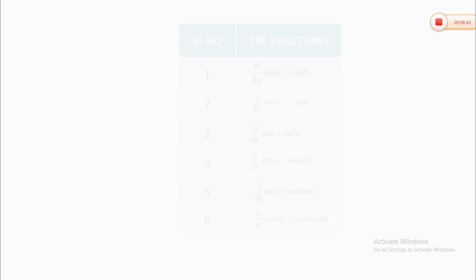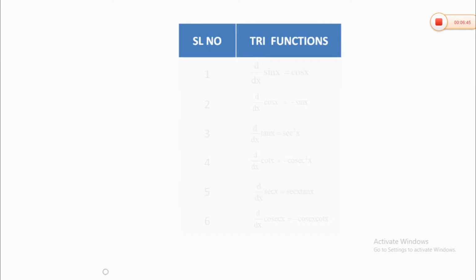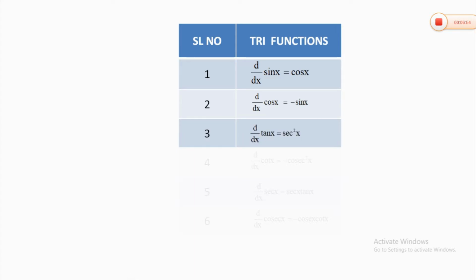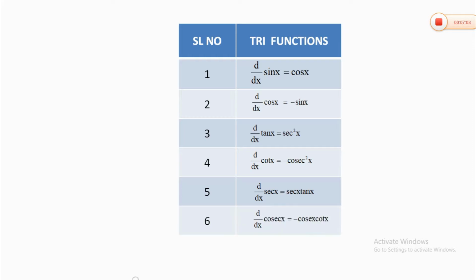So similarly, the derivatives of trigonometric functions, that is dy dx of sin x is cos x, derivative of cos x is minus sin x, derivative of tan x is sec square x, derivative of cot x is minus cosec square x, derivative of sec x is sec x tan x, and derivative of cosec x is minus cosec x cot x. So you must know these things very strongly. You are advised to learn this by heart.